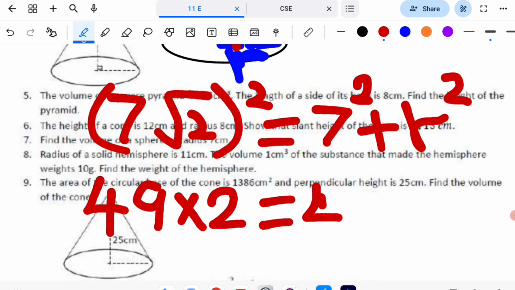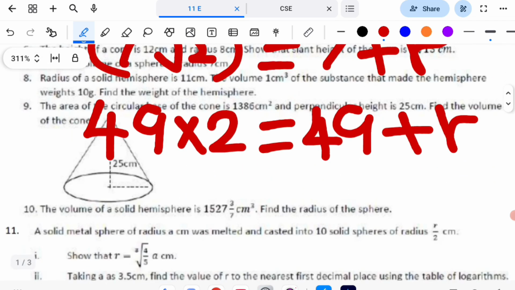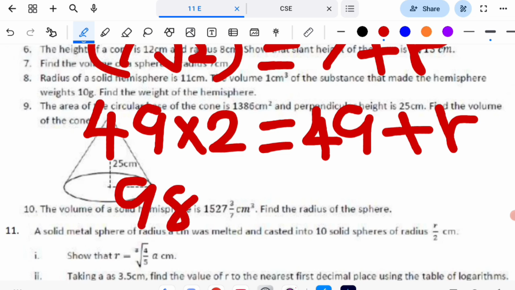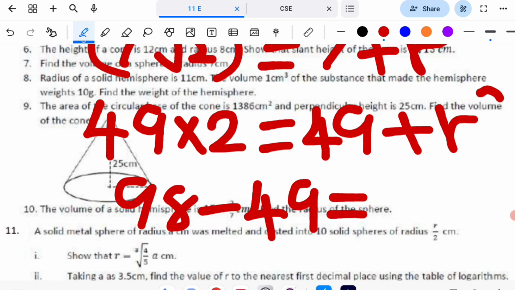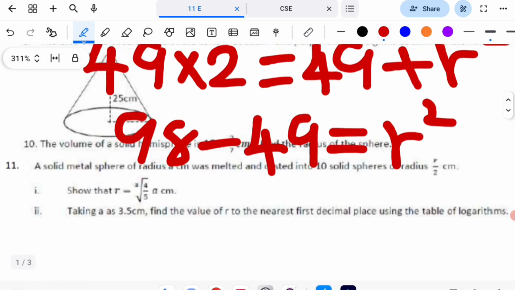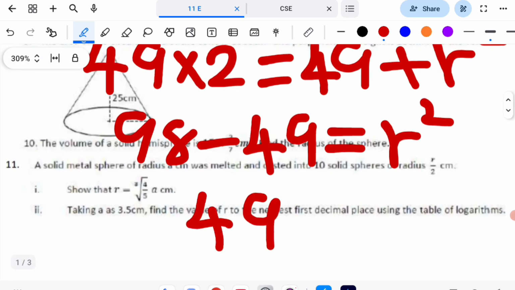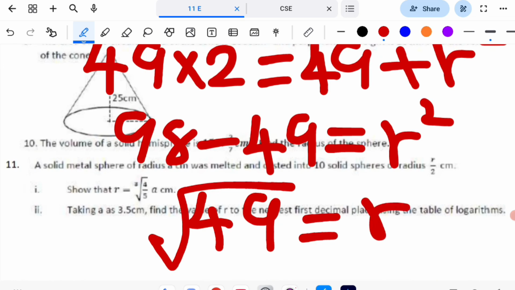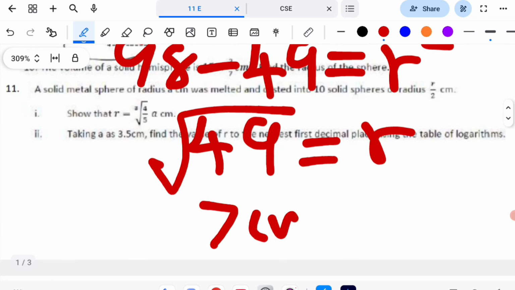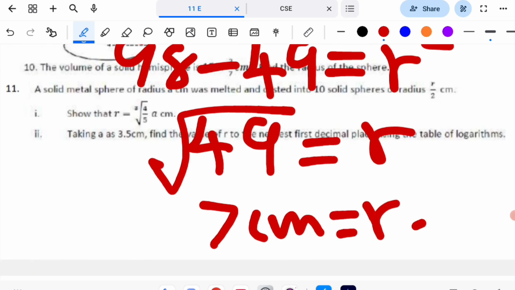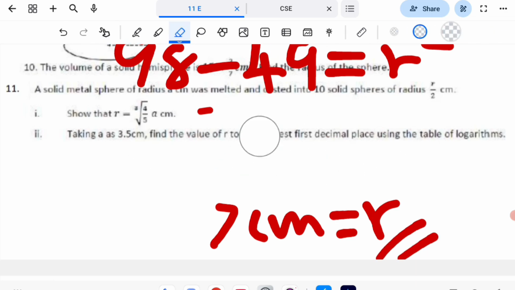7 squared 49 plus r squared. 49 into 2 is 98. I will bring 49 to the left hand side, so it is minus 49 equals r squared. 98 minus 49 is 49. When finding the r value, 49 is r squared, so we have to get the square root of 49. It is 7 centimeters. Then the radius of the corresponding cone is 7 centimeters.